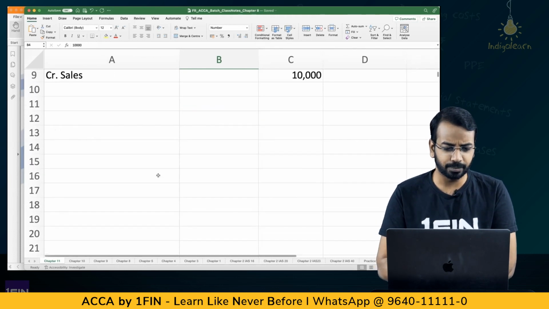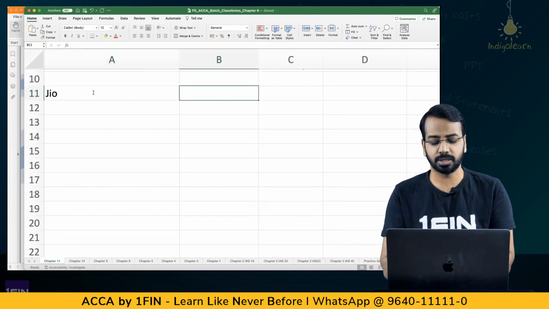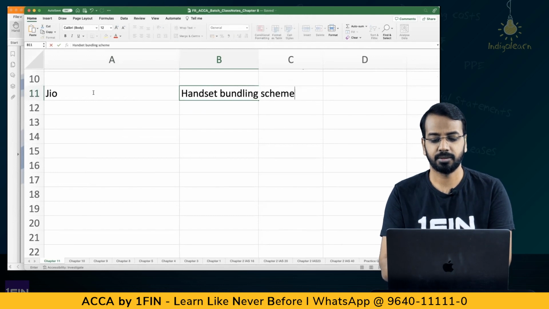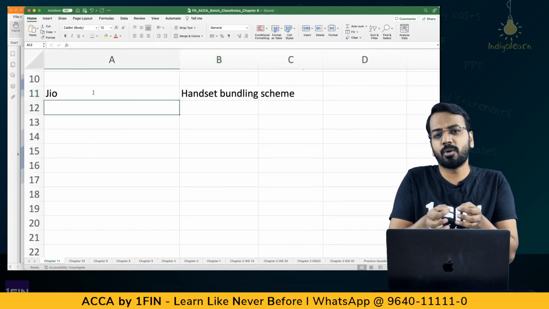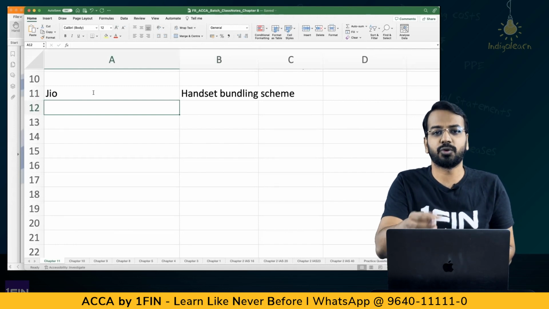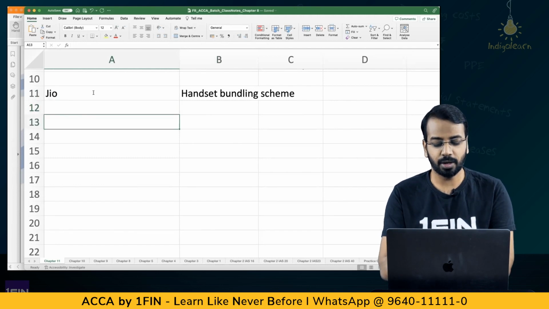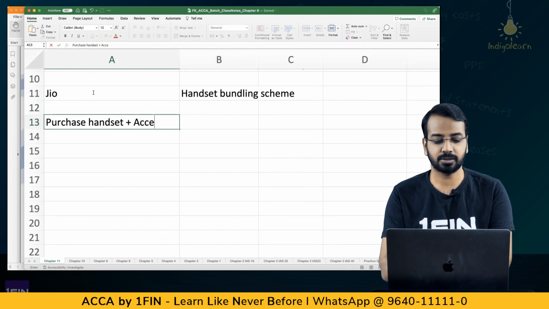I'll give you one more example. A lot of you would have heard that when Jio was launched, they had a handset bundling scheme, where they said you pay some amount upfront, we will give you a device, and we'll also give you access for 1 year or 2 years of data or phone calls. So you have purchased a handset, plus you get access to calls over 2 years.